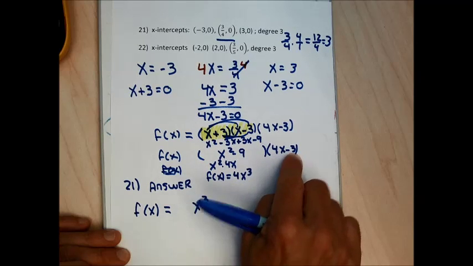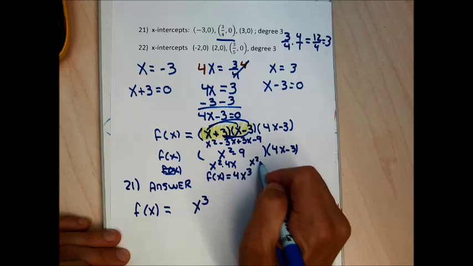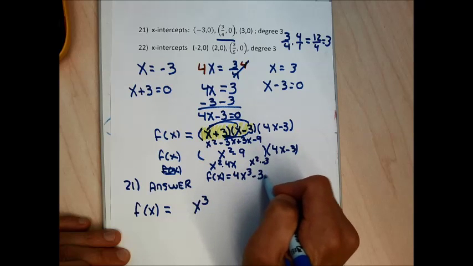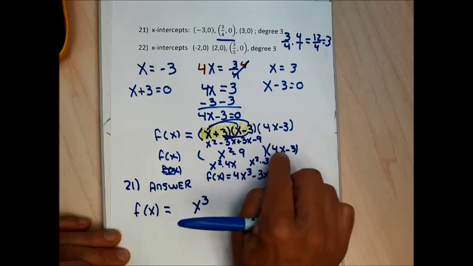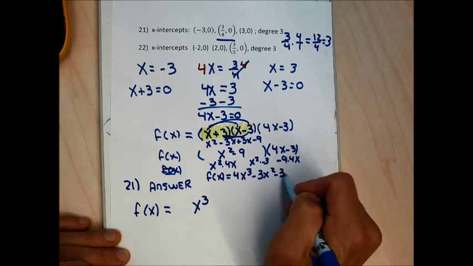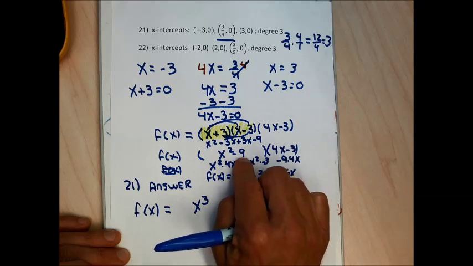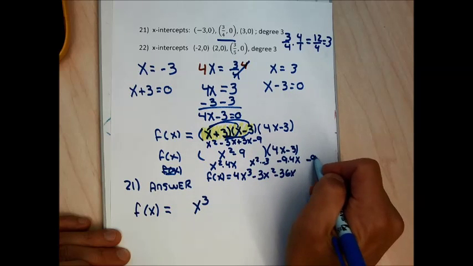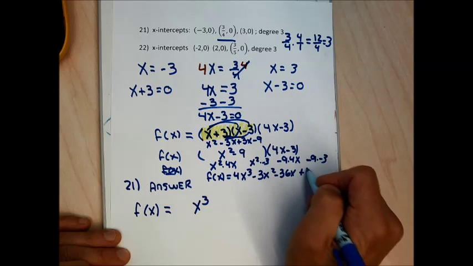Outers are x squared times minus 3, which is a minus 3x squared. Inners are minus 9 times 4x, which is a minus 36x. And last are minus 9 times minus 3, which is a plus 27.